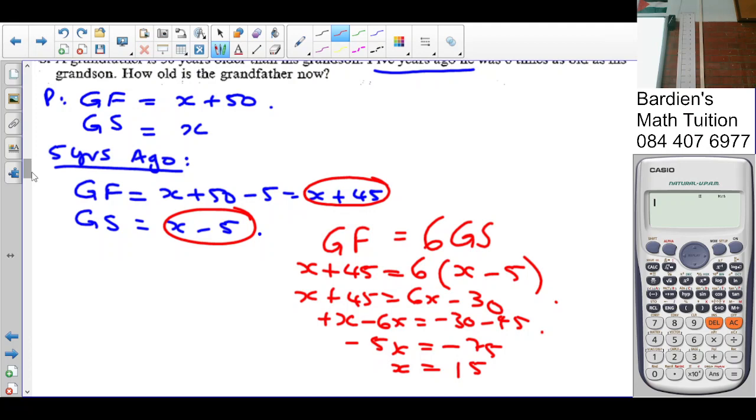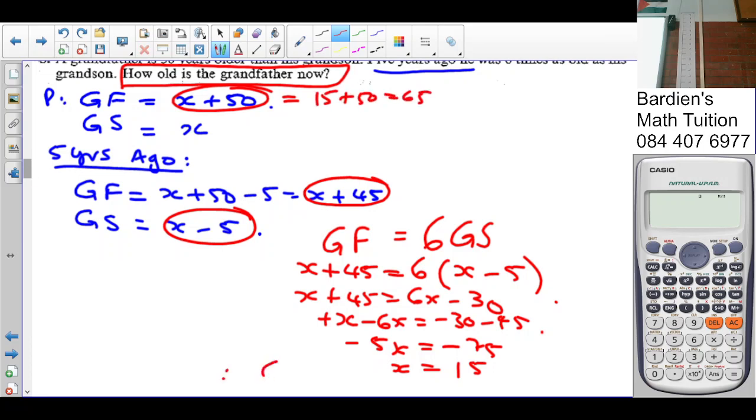Okay. So that was x equals 15. What's the question? How old is the grandfather? So the grandfather presently is going to be x plus 50, which is 15 plus 50, which is 65. So therefore the grandfather is 65.